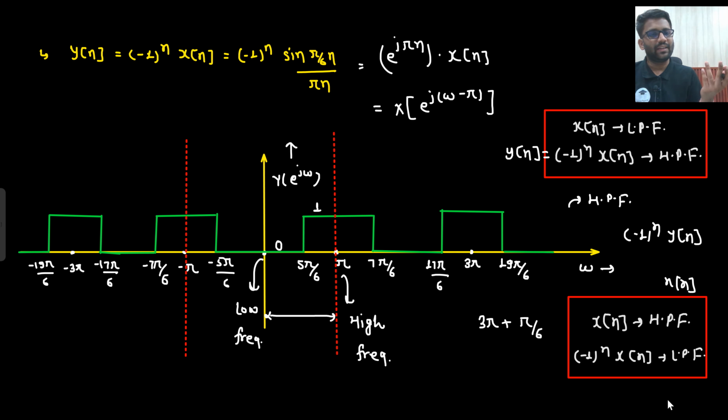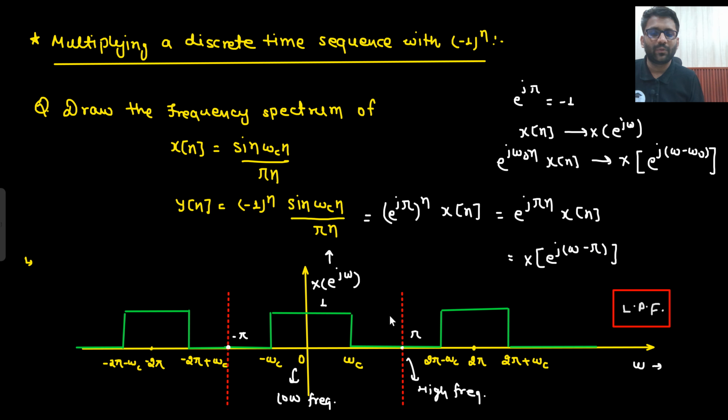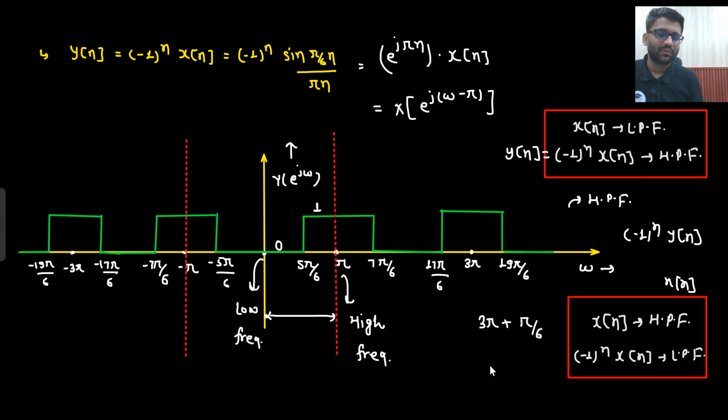And you can check as well, very easy. Just multiply this particular function with minus 1 to the power n. Then what will happen? It will be shifted by another pi. That means this minus pi will come to 0, this 0 will go to pi, this pi will go to 2 pi. That means this same waveform you will be getting again. So a high pass filter multiplied with minus 1 to the power n will give you a low pass filter. Is that clear to you? Very, very simple thing.